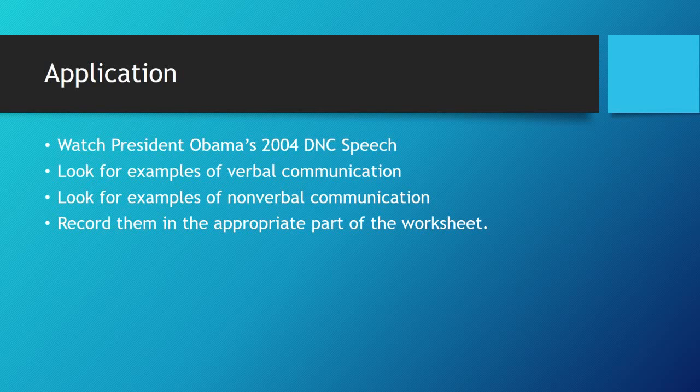So we're going to apply this now. You're going to watch President Obama's 2004 Democratic National Convention speech, and you're going to fill out the worksheet that will be passed out to you. You're going to look for examples of verbal communication as well as nonverbal communication and record those in the appropriate part of the worksheet. So I'll let you get to work on that. And if you have any questions, please don't hesitate to ask me tomorrow.